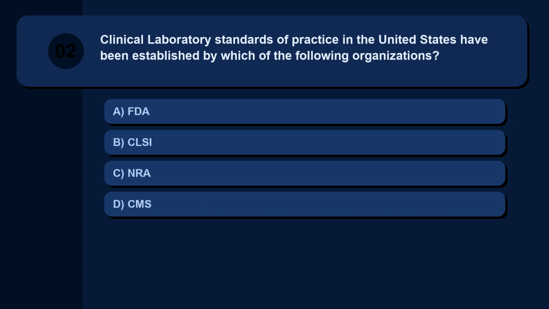Question 2. Clinical laboratory standards of practice in the United States have been established by which of the following organizations? FDA, CLSI, NRA, CMS. CLSI, Clinical and Laboratory Standards Institute, is a globally recognized organization that sets standards for laboratory testing procedures, including phlebotomy, ensuring consistency, safety, and accuracy.